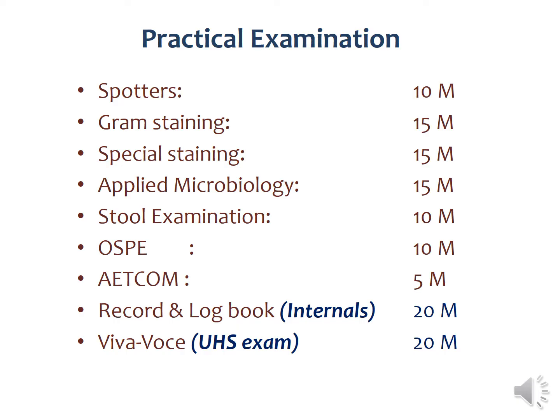One is the spotters for 10 marks. The 10 spotters will be given, each carries 1 mark, and gram staining for 15 marks, and special staining, maybe acid fast staining, maybe Ziehl-Neelsen staining or Kinyoun staining. There are two. It's either Ziehl-Neelsen or Kinyoun stain. You will be given either one of these, or Albert stain. This is a special stain. These are the two important special stains. You will be given either Kinyoun stain or the Albert stain.